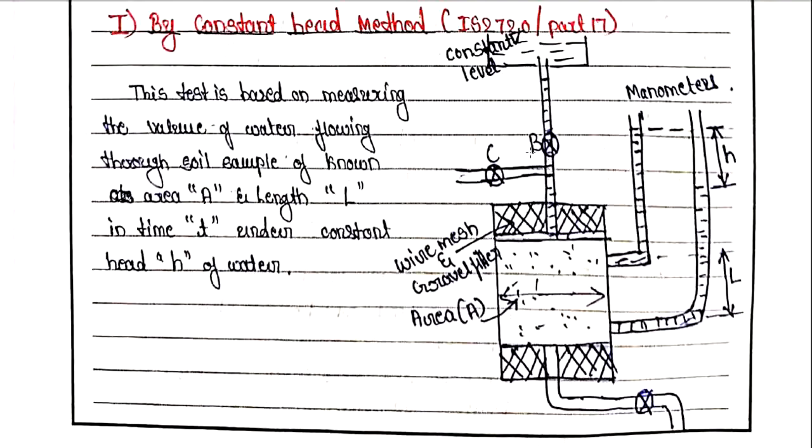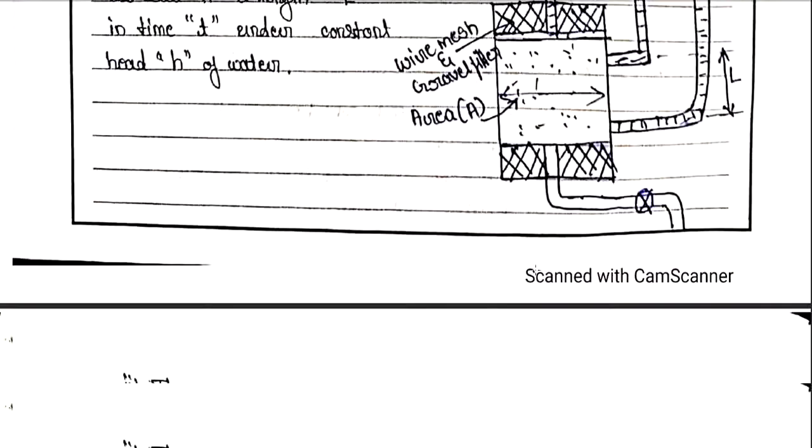We are going to open knob C first to remove any air voids, and simultaneously we are going to open knob A and knob B, which allows the water to flow through this soil specimen. Here we are going to fill up the soil. You can see the dotted portion. Here we are going to fill up the soil.